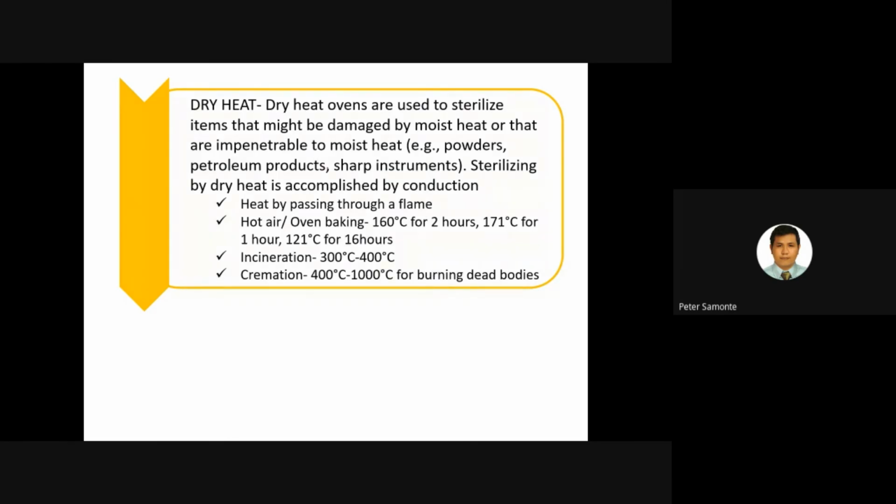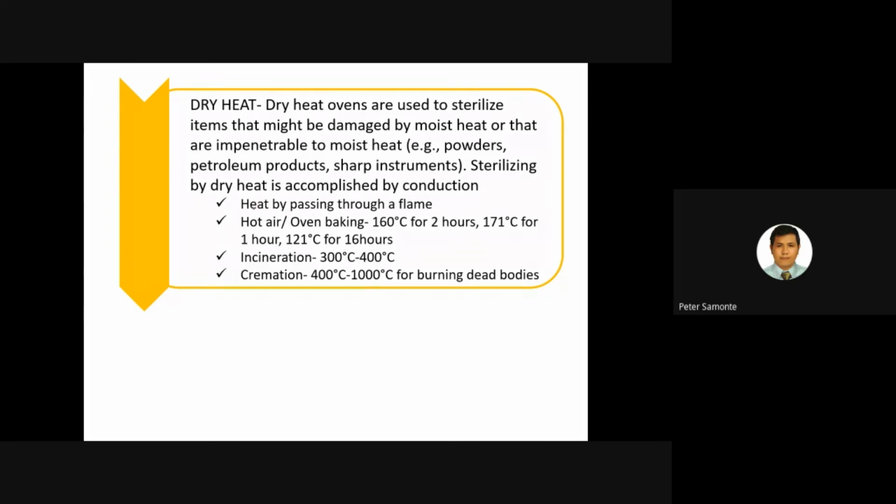Another one after moist heat is dry heat, class. Dry heat ovens are used to sterilize items that might be damaged by moist heat or that are impenetrable to moist heat, such as powders, petroleum products, and sharp instruments. Sterilization by dry heat is accomplished by conduction.